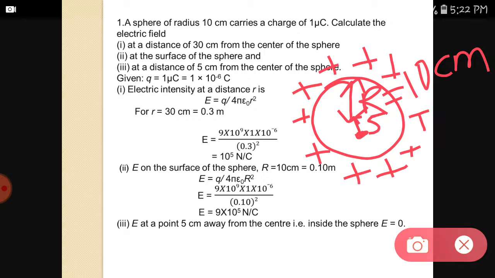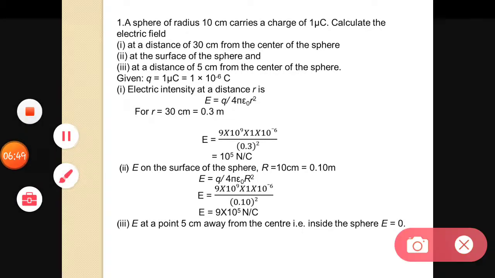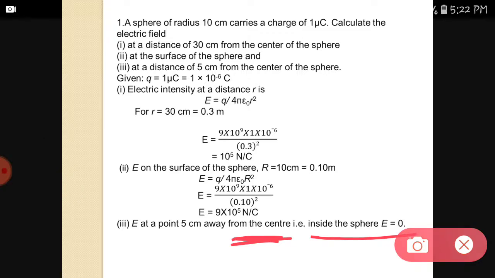If it is at a distance 5 from the center, it will be inside the sphere. Am I right? If the radius is 10 itself, then 5 centimeter from the center will be inside the sphere. So what is the electric field intensity inside the sphere? It should be 0. So E at a point 5 centimeter away from the center is 0, as intensity inside a conducting body is always 0.